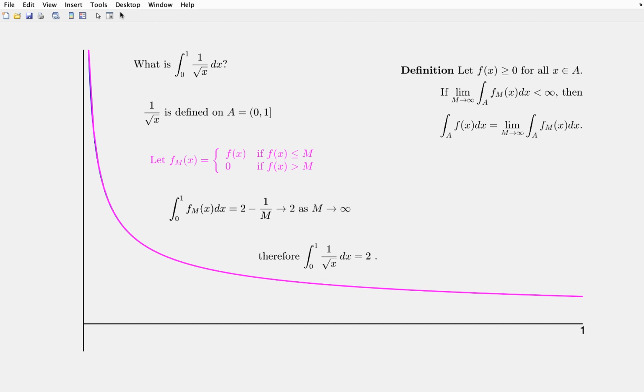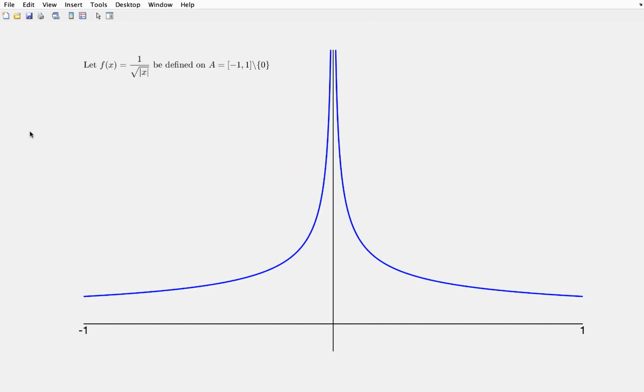Let's take a look at another example. In this case, let's let f be 1 over the square root of the absolute value of x. And let's consider the interval from negative 1 to 1. Well, we know that the domain is actually the interval from negative 1 to 1, except for 0. So when we say the integral from negative 1 to 1 of 1 over the square root of the absolute value of x, what we actually mean is the integral over a, which is that interval from negative 1 to 1, but not containing 0.